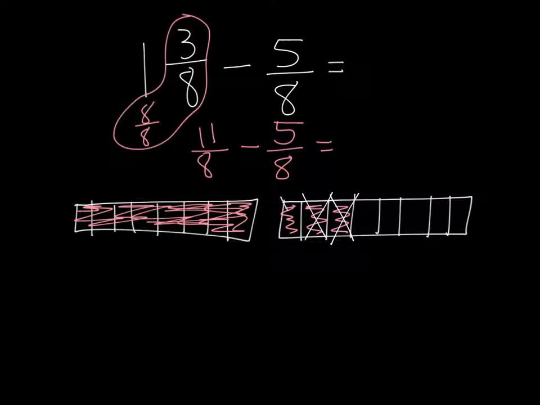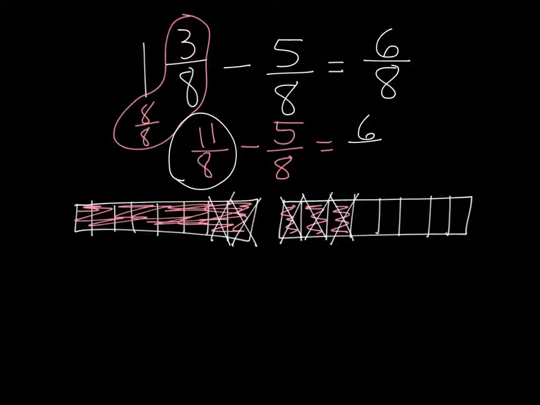So since I'm subtracting 5/8 from my 11/8, I'm just going to start marking them off. 1, 2, 3, 4, 5. I subtracted them or took them away, and I'm going to count up what's left. 1, 2, 3, 4, 5, 6. So my final answer is 6/8. Now, by converting it to an improper fraction, we can also just subtract across the top. 11 minus 5 equals 6. The units that the fraction is in don't change, so that remains 8.